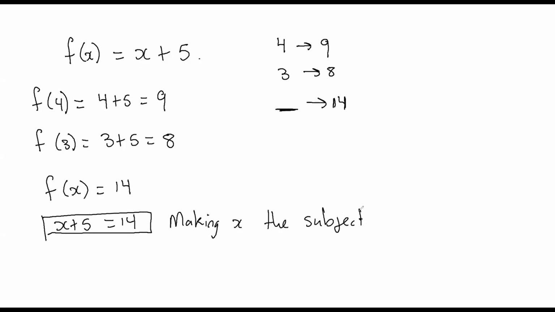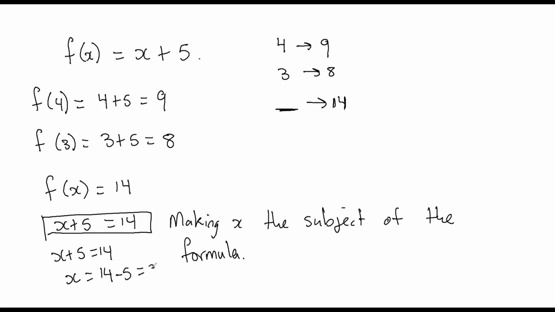And this is why we did this before. We're transposing, making x the subject. So how would we make x the subject of this formula? x equals 14 minus 5. Exactly. It will just be 14 minus 5, and we know that the answer is then going to be 9.